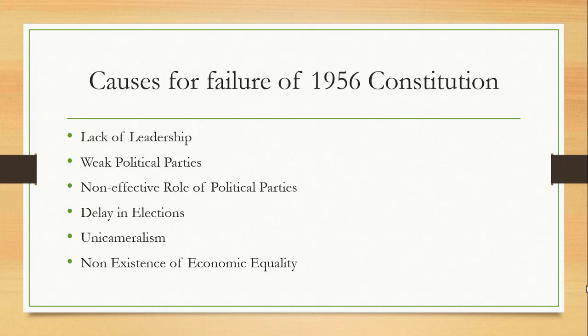Next is non-existence of economic equality. Dear students, no existence of economic equality in the country was a cause of failure of the constitution. So the Constitution of 1956 described some principles for economic development of the country, yet nepotism and feudalism checked the constitution from implementing those principles. Finally, the parliamentary system under this constitution failed.